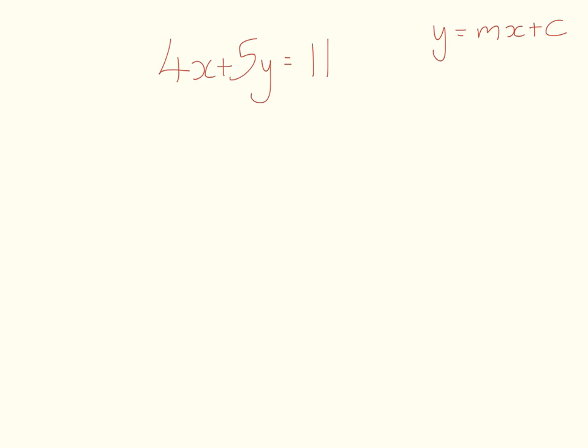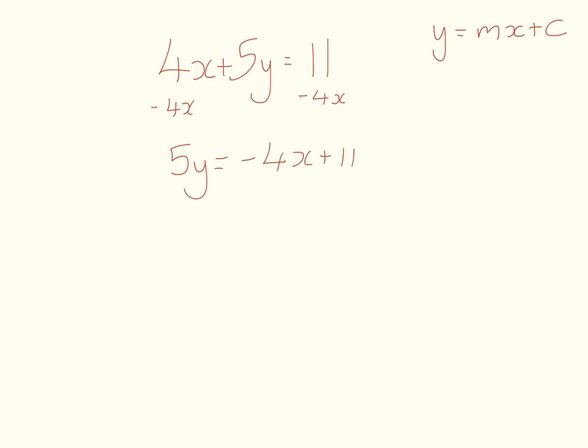What I want is on the left hand side, I want exclusively y. So I've got a 5y here. So I'm going to try and keep this here at this side. So essentially what I'm going to do is I'm going to try and solve this like an equation. So first thing I want to do is I want to get rid of this 4x. To get rid of this from the left hand side, I'm going to need to subtract it from both sides. So I'm going to have 5y equals, on the right hand side of the equation, minus 4x plus 11.